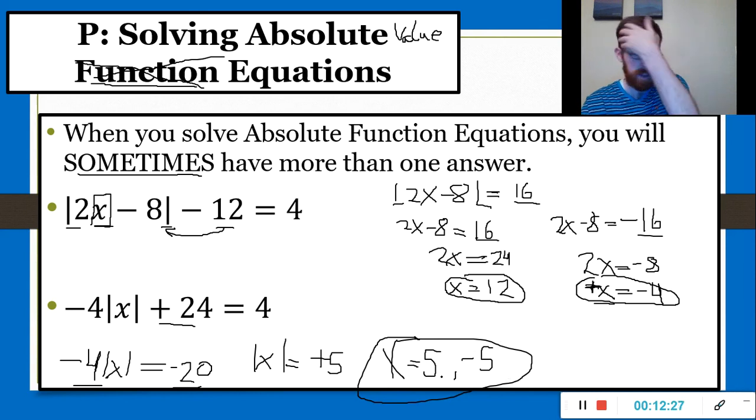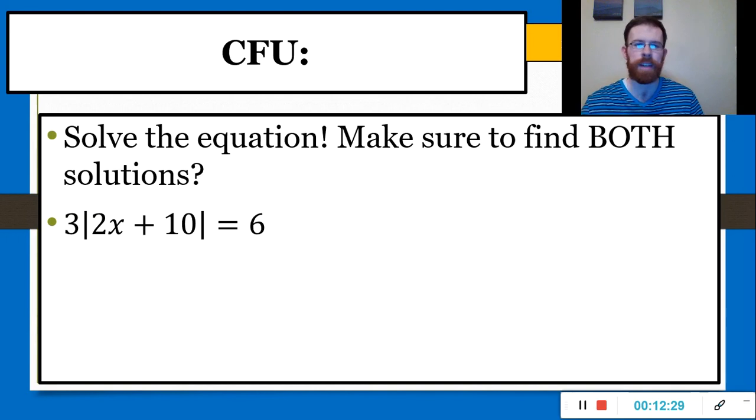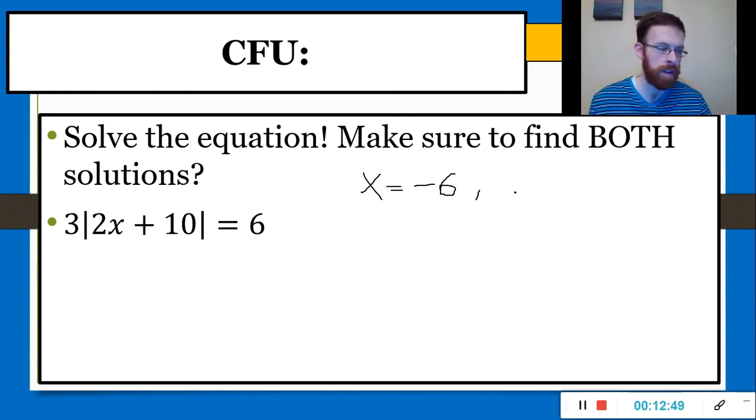Yet. Alright. Check for understanding. Solve this equation. Divide by the 3. Get rid of the absolute value. Subtract 10 and divide by 2. What do you get? 4, 3, 2, 1. x should be equal to negative 6. Should also be equal to negative 4.